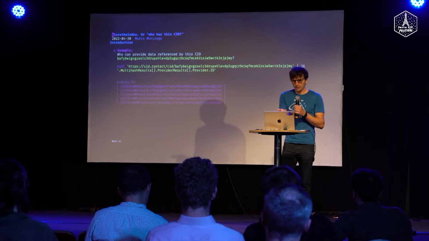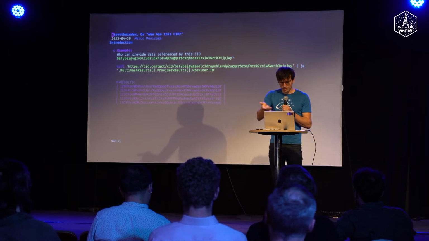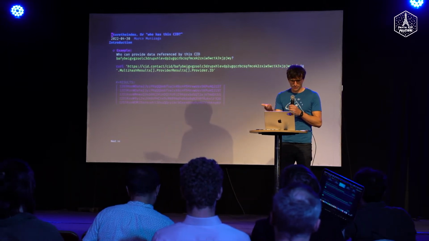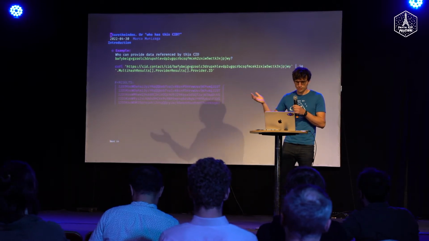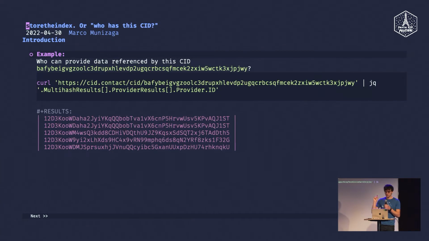So this is an actual example. You can run this. In fact, I ran this to create this, of how you use the indexer service. So in this case, we're contacting a specific indexer, and we're just asking, hey, who has the CID? Where can I find the content referenced by the CID? And these are all the different storage providers that have it. This is their peer IDs.